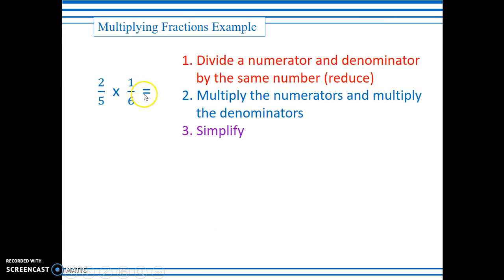So here's another problem. Let's go with the premise that we're going to reduce before we multiply, and that'll help us when we're simplifying at the end. So 2/5 times 1/6 can be written just like this, and now we know we can divide 2 into one of the numerators and 2 into one of the denominators. So 2 divided by 2 is 1, and 6 divided by 2 is 3. So when we multiply this out, we get 1/15, and it's already simplified.